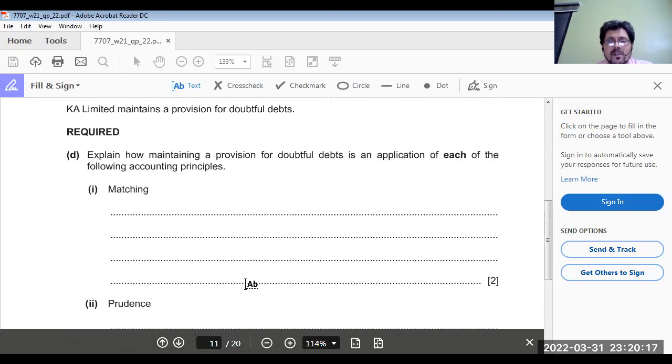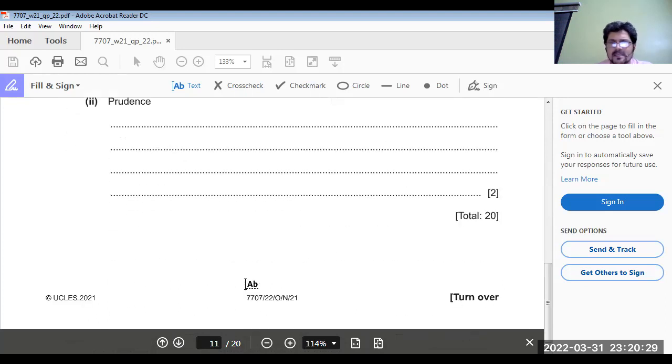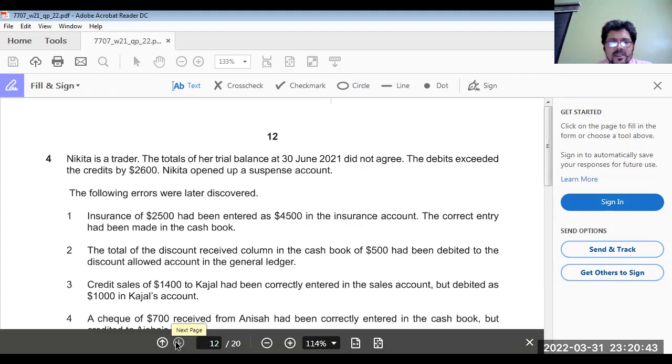Now, provision for doubtful debts is an application of each of the following accounting principles. Matching principle: yes, we have to match the expected loss of the year with the revenue of the year. And the prudence concept says that we should be alert for expected future losses. That's why we maintain a provision for bad debts. Now, question number 4.